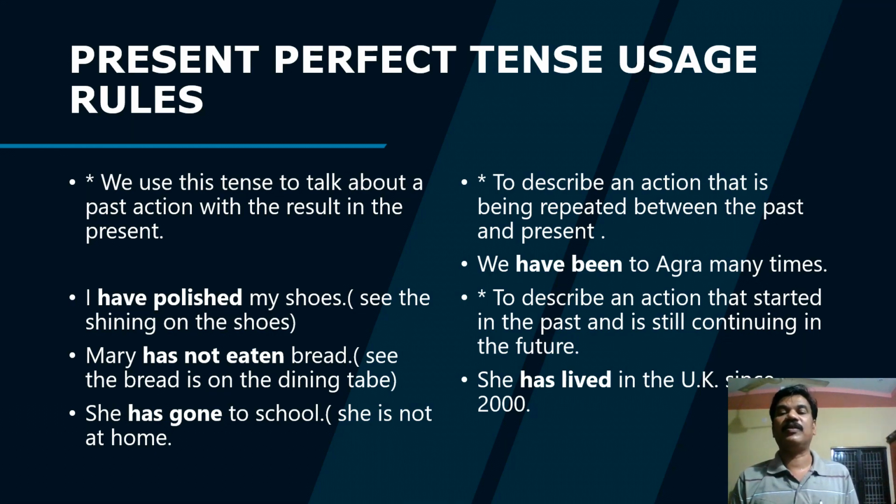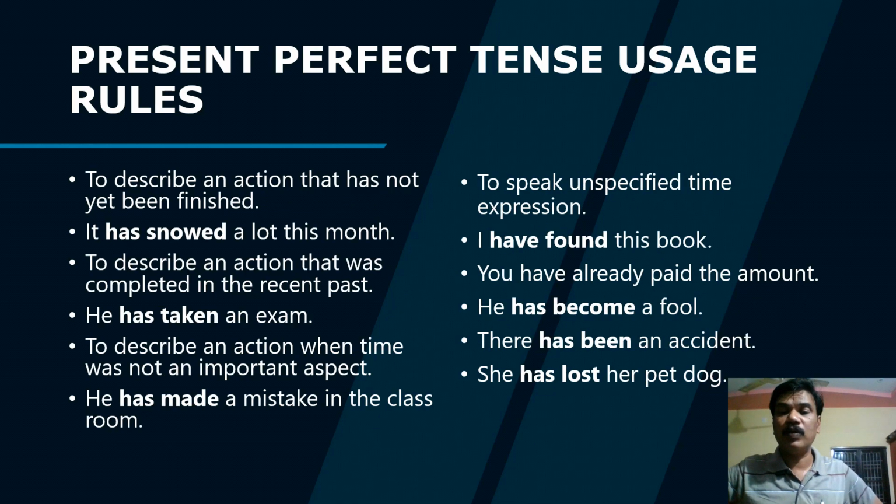To describe an action that started in the past and is still continuing in the future. She has lived in the UK since 2000. She started living in the UK in 2000, but still she is there. In future she may be there. In such cases we use present perfect tense. Let's learn more rules about this present perfect tense usage.